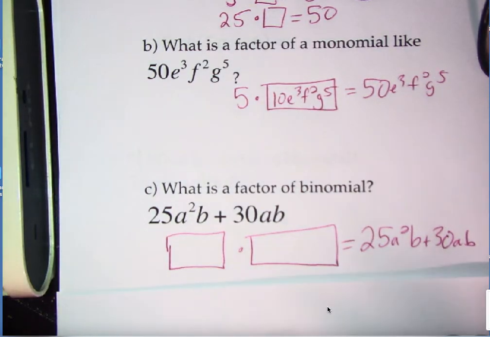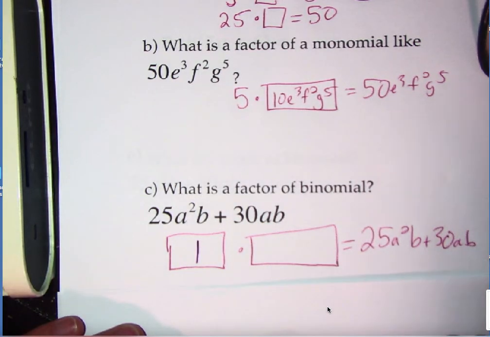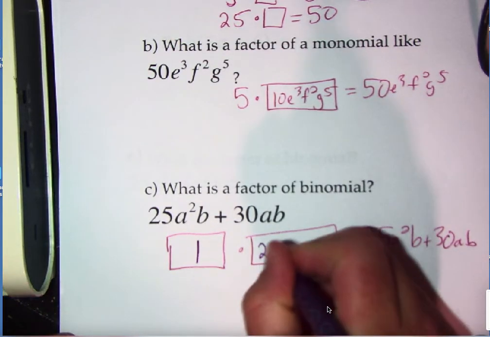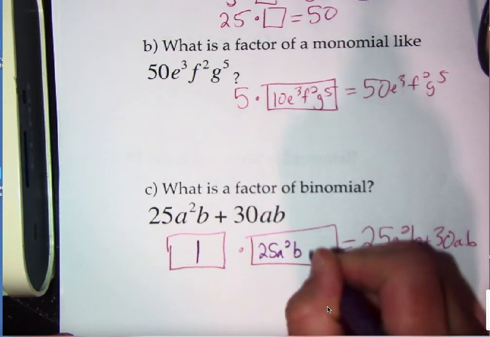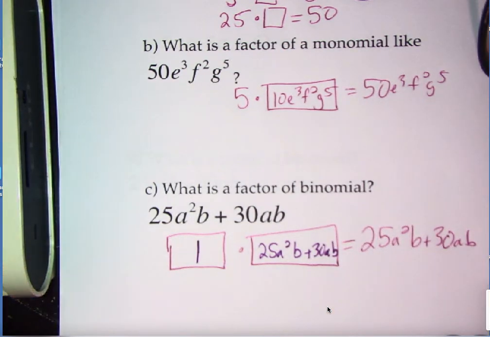And then what happens is someone says, well, Mr. Moran, 1 is a factor. And that would be great. That is a great start. 1 times 25a squared b plus 30ab equals that. Yes. But how about something other than 1 or itself? Can you think of something else times something else that would get us our answer?